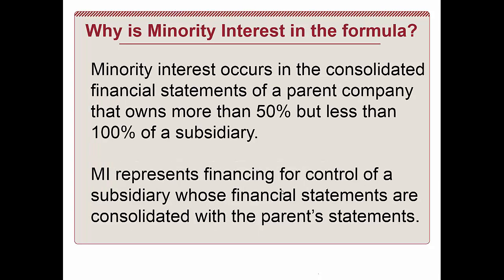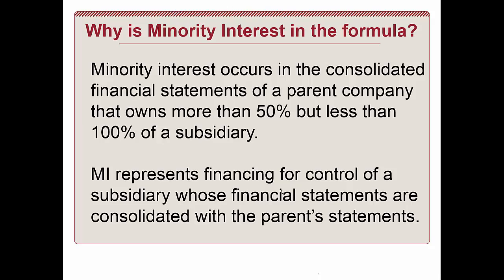People often ask why minority interest is included in the enterprise value formula. Minority interest occurs on the consolidated financial statements of a parent company that owns more than 50% but less than 100% of a subsidiary. In other words, they have effective control of the subsidiary, but they don't own all of it. Essentially what's happened is another shareholder of this subsidiary has provided financing for the parent company's control of the subsidiary.